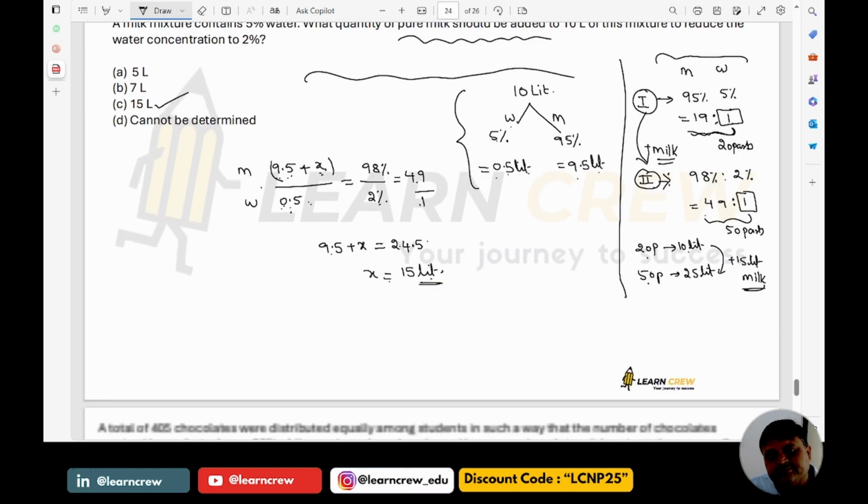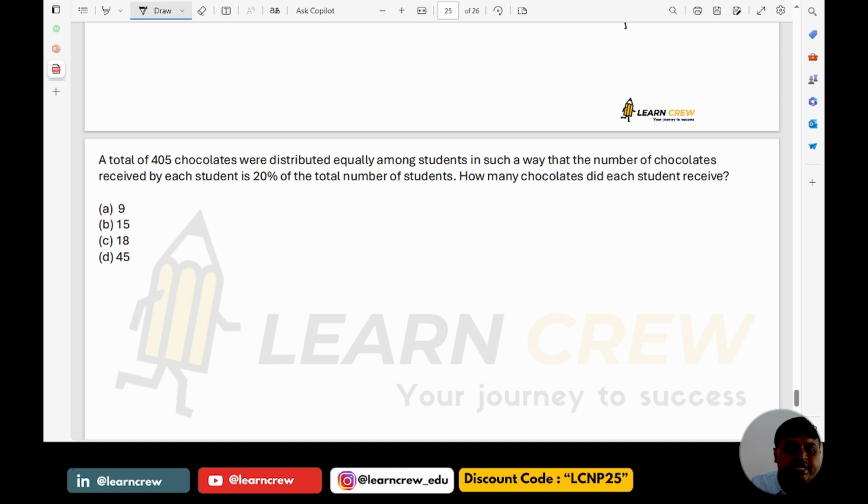Okay. Right. Now next, a total of 405 chocolates were distributed equally among students in such a way that the number of chocolates received by each student is 20% of the total number of students. How many chocolates does each student receive?